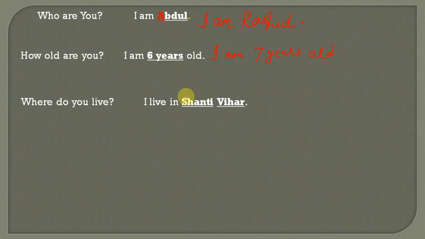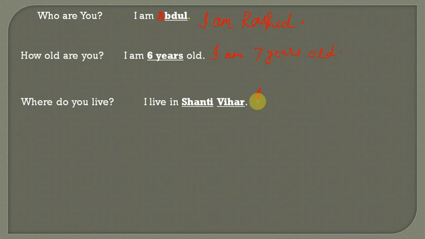You see here S is in capital again. I is in capital. Why? Because this one is the first word of the sentence. So that's why this one is in capital. But the rest of the alphabet are in small letter. See, L is small, I small, V small, E small. But here, when we come here, we see S is in capital again, Shanti, and V is in capital because it's a name. Shanti Vihar is a name of a place, so that's why it is in capital. Okay, I live in Shanti Vihar.